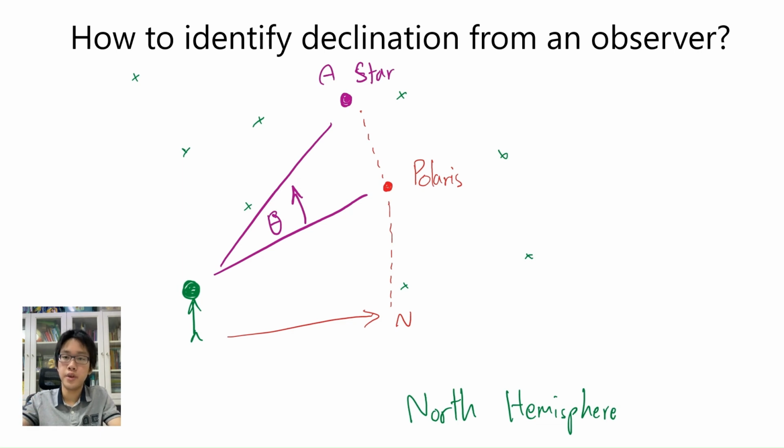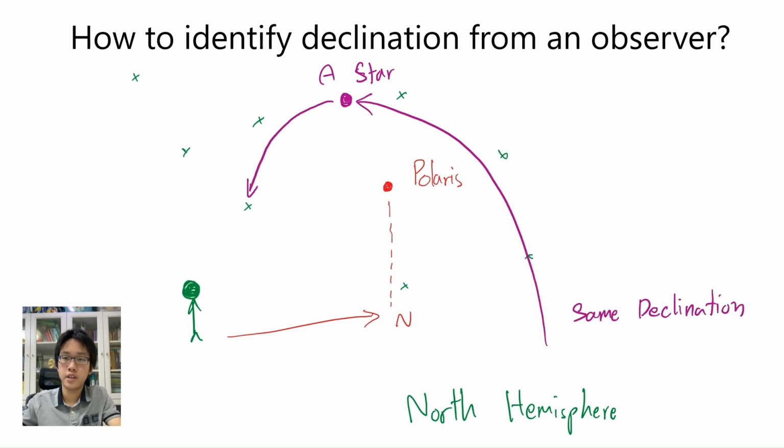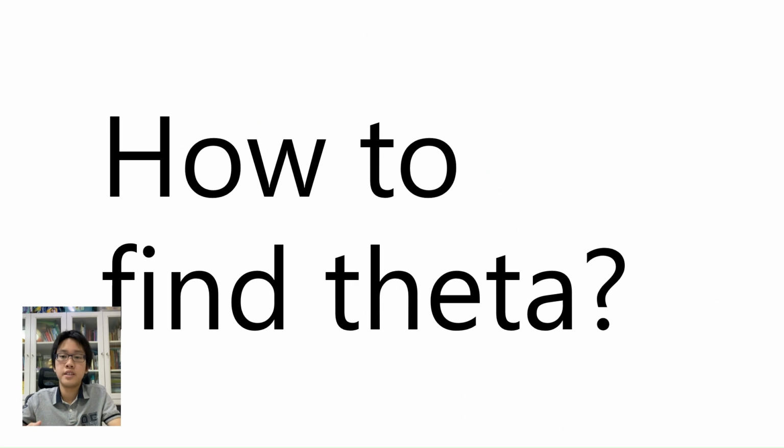That theta would be the declination, and every star that forms a circle around that star, with Polaris or the NCP as the circle's center, would have the same declination as that star. So we know that theta is going to be the declination, but how do we find theta? Maybe some people would say it would be hard to find that theta, but actually it's so simple.